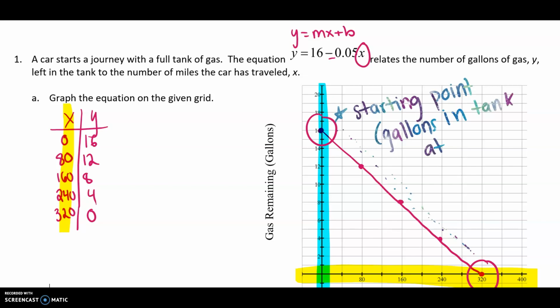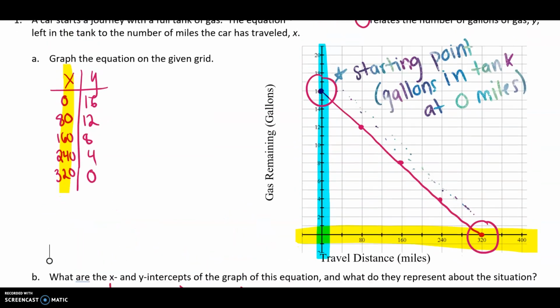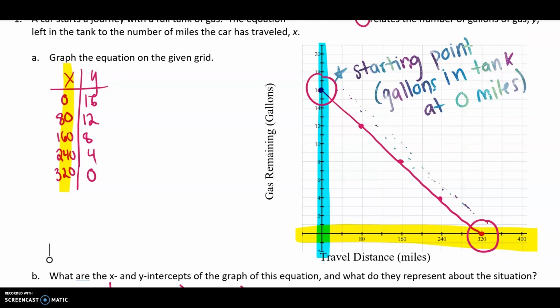Gallons in tank at 0 miles. Just to emphasize that again, the x-coordinate is 0. That's what the y-intercept is. What's the x-intercept? So you're driving, you're going more miles, and then what happens to your gas remaining?